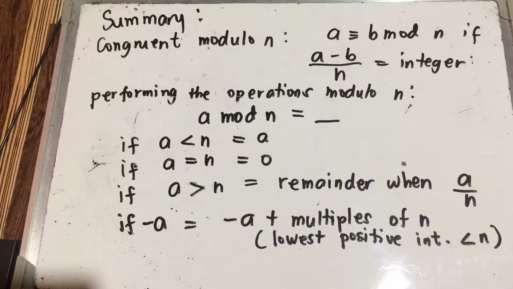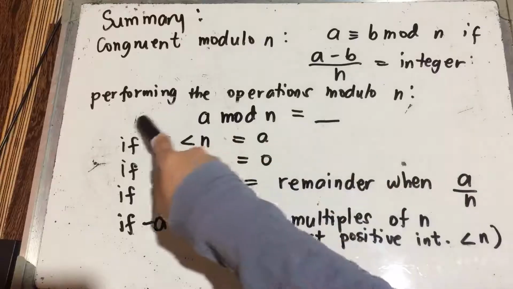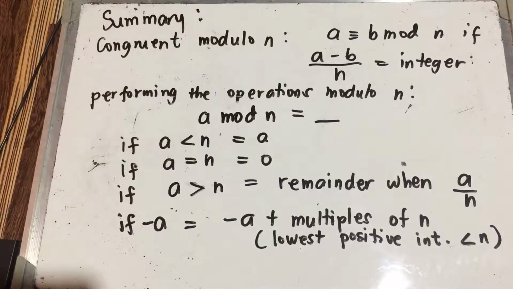So when we say integer, it must be a whole number regardless of the sign. And ang iiwasan nyo lang is decimal or fraction. So we have the negative and positive integer plus the 0. Okay, next, performing the operations modulo n.